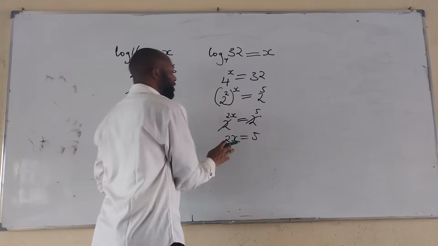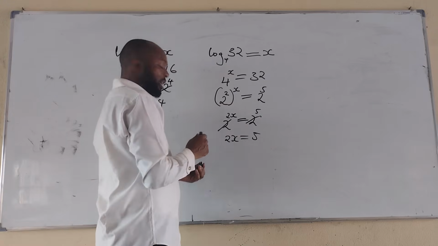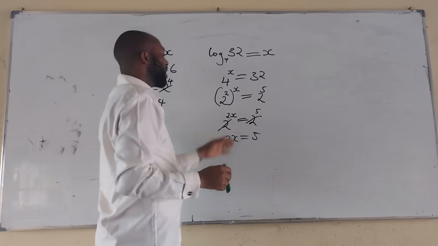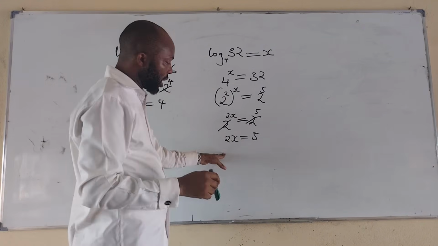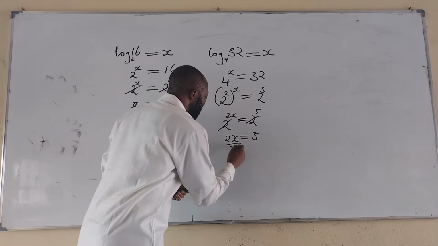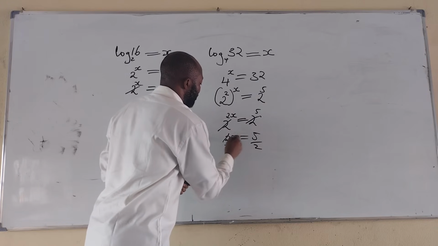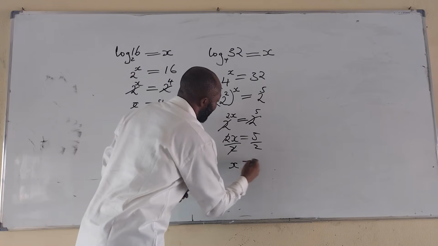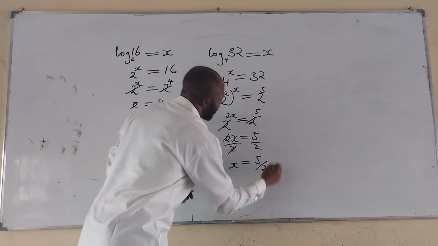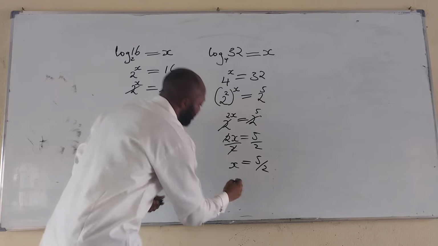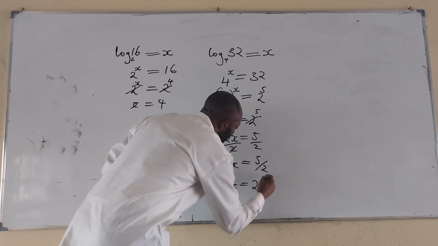Since I'm looking for x, I have to divide both sides by the number attached to x, which is 2. And that becomes both sides divided by 2, and this will be gone. My x is 5/2, or my x is 2 and 1/2.